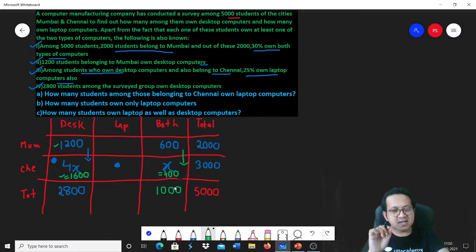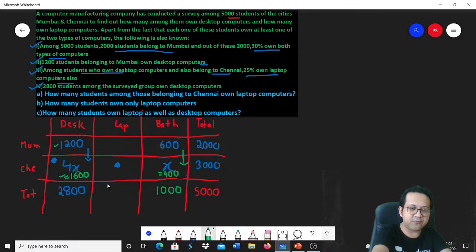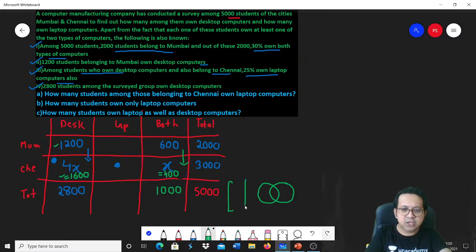But the problem is a lot of students will get this column wrong, so you have to be a bit careful. Let's think about the last column. Let's try to draw a Venn diagram. What do I have? Desktop plus laptops. Let's call it D and let's call it L. Desktop plus laptops total is 5000.